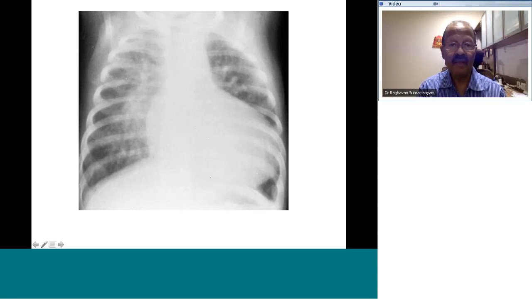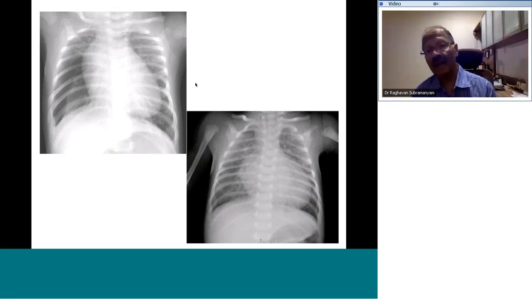Therefore, you have plethoric lung with an apparently non-prominent main pulmonary artery. So think of transposition, think of single ventricle, think of double outlet right ventricle. This is plethora, but the main pulmonary artery is not present in its normal location. Okay?